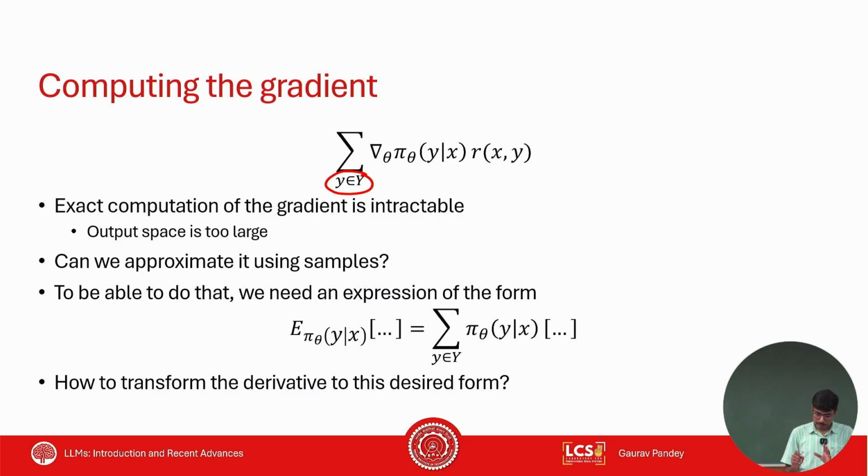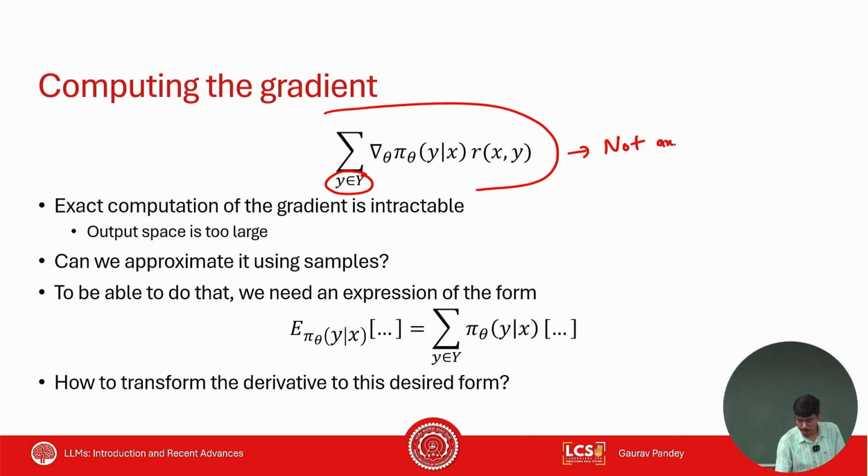Now, if I just give you this expression and ask you to approximate it, it's tough. What we do know is how to approximate an expectation. If you have an expectation of a function, you can approximate it. But this quantity does not look like an expectation to me. This is not an expectation. This is a gradient of an expectation. So somehow I have to make it look like an expectation, because I know how to approximate an expectation.